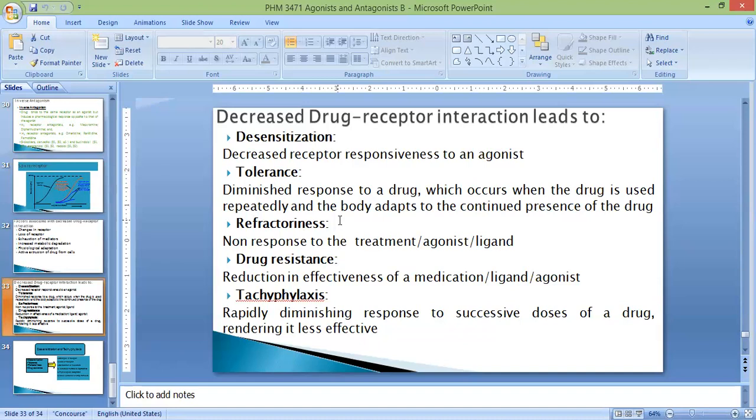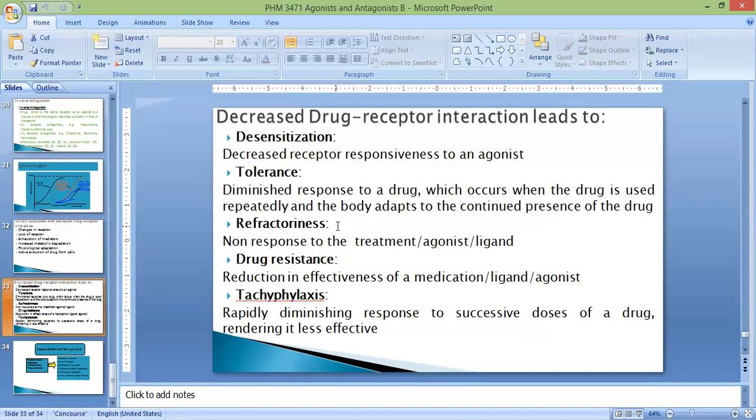Then refractoriness. For refractoriness, we've said it is that period in which there is no response to the drug, and we've likened this to the refractory period in the action potential. There's that period after an action potential, we call it a refractory period, meaning an action potential cannot be generated for a certain amount of time.